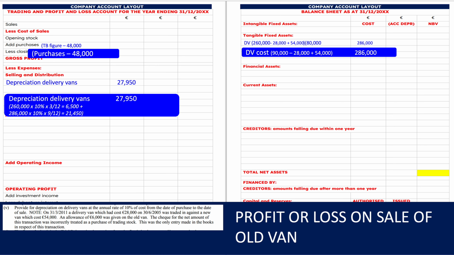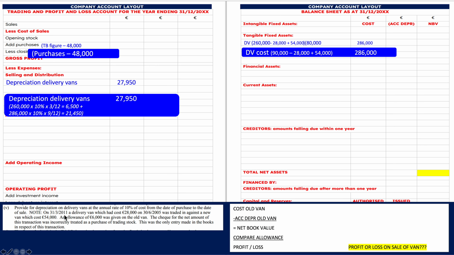Then we'll work out, did we make a profit or a loss on the sale of the old van? So we have to think about, when did we buy the old van? So we bought it on the 30th of the 6th, 2005. We sold it on the 31st of the 3rd, 2011. So the old van cost 28,000. Okay, but how long did we have it for? In 2005, we had it for 6 months, because we got it at the end of the 6th month. 2006, we had it for the whole year. 2007 whole year, 2008 whole year, 2009 whole year, 2010 whole year, 2011 we had it for 3 months. Altogether, that is 69 months.